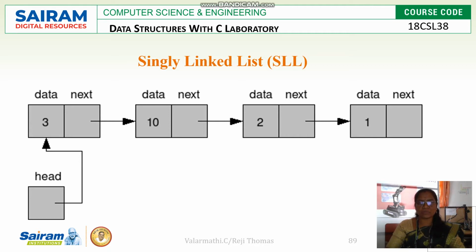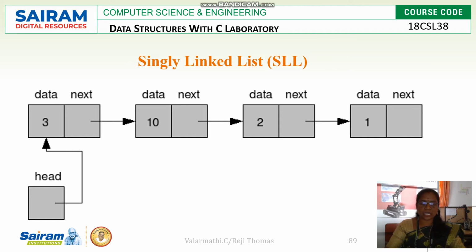What is the format of this singly linked list? Each element in the singly linked list is called a node. If you take one node, it has two parts: one is the data part, another is the next part. The data part contains the value of that node, and the next part consists of the address of the next node in this SLL. Like this, every node is connected with its pointer variables.